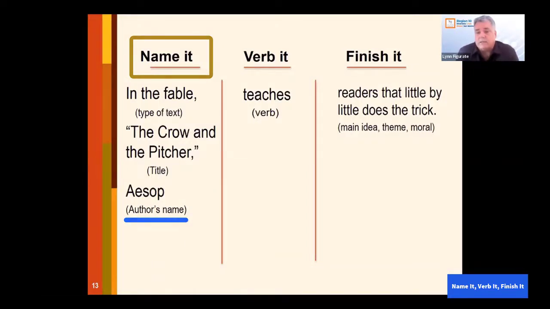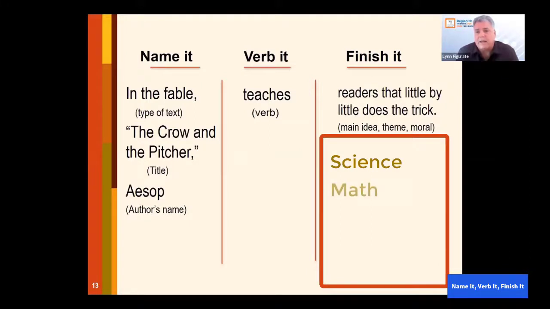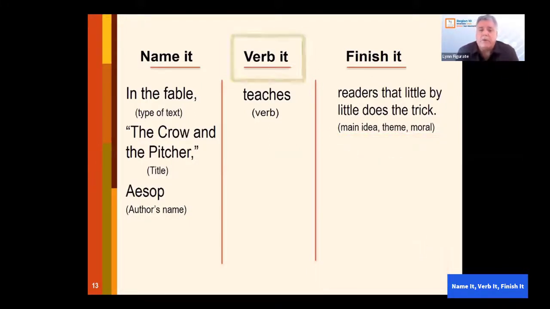Sometimes it's the scientist, sometimes it's a historian or a mathematician. So it really depends on the piece. And by the way, Name It, Verb It, Finish It is not an ELA thing. It really moves across all our curriculum, perfect for science, but also perfect for math and for history and whatever other content that you have. We put the verb there, and then we finish it by having the main idea.